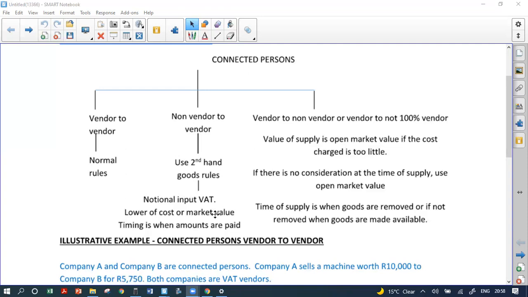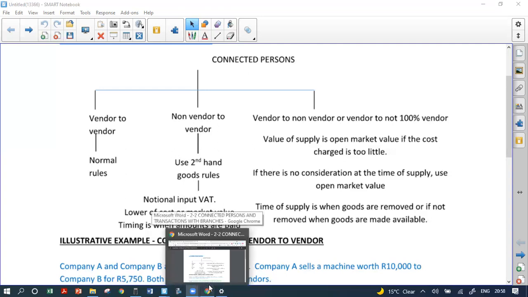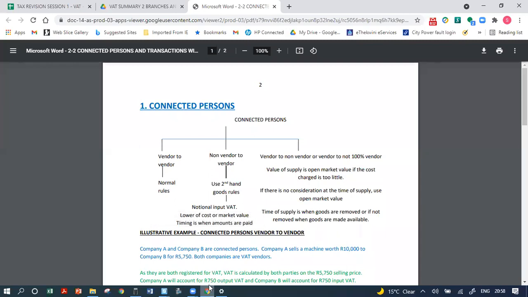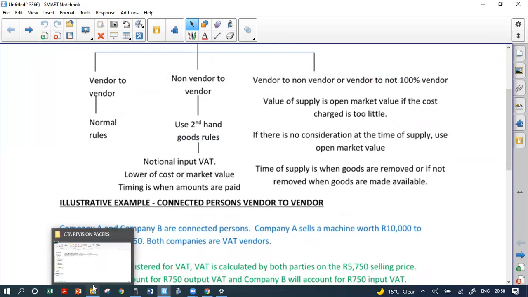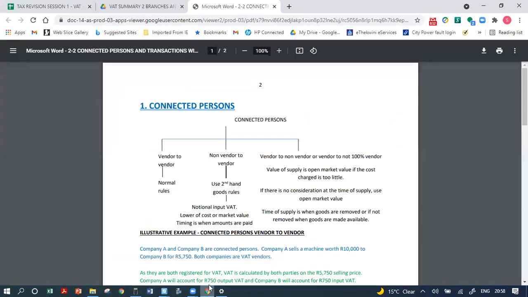That prevents avoidance. If it's a vendor to a non-vendor or a vendor to a not 100% vendor, guys, the value of supply is the open market value if the cost charged is too little. So basically the risk with vendor to non-vendor is that we charge too little. So what do we base the value of supply on? Open market value. Okay, so time of supply is on open market value, and you need to base it on that.